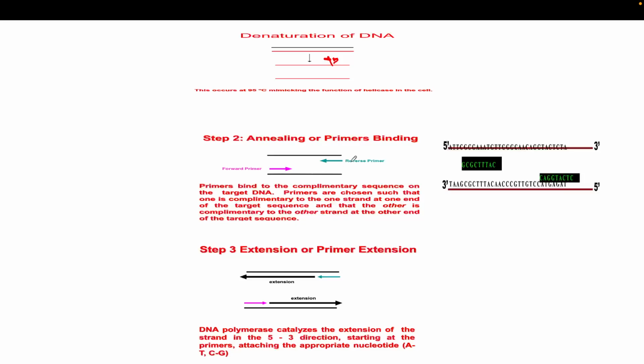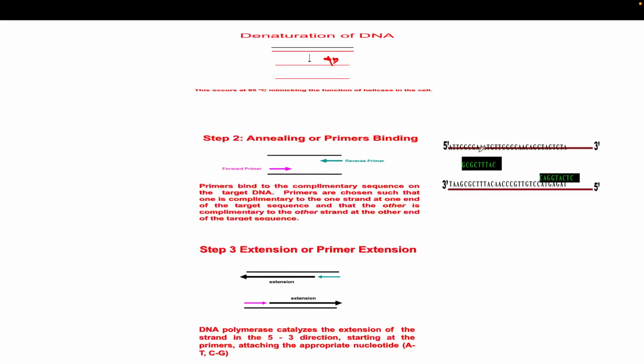So the primer will go and form complementarity to the template DNA, so primers bind to the complementary sequence on the target DNA. Primers are chosen such that one is complementary to one strand of the target sequence, and the other is complementary to the other strand of the target sequence. And here, if you see, this is the sequence level annealing. Here we can see the template is this one, and this is the primer, the short stretch of oligonucleotide, which is the primer.